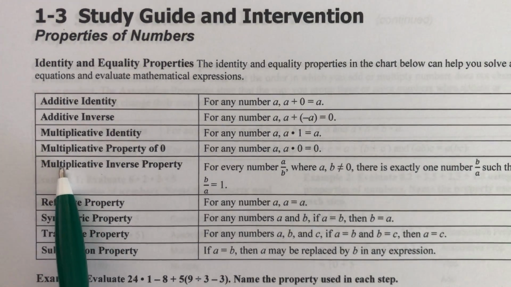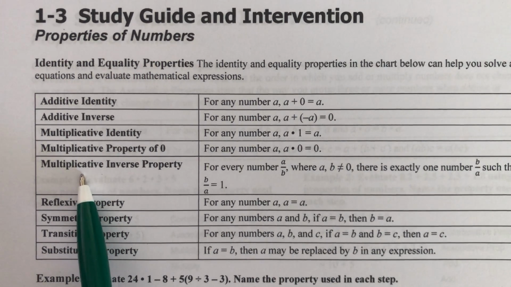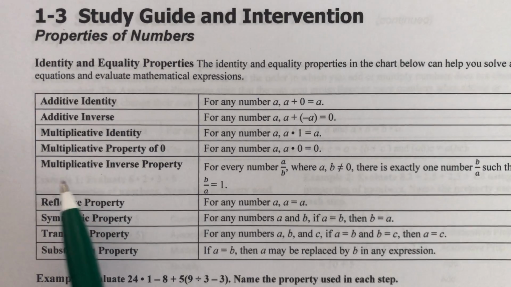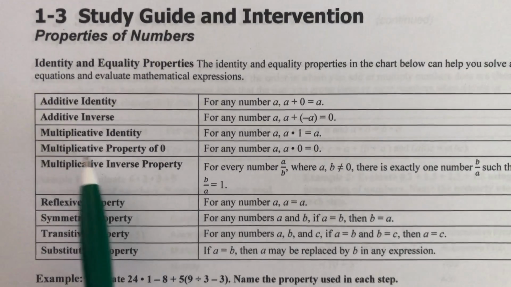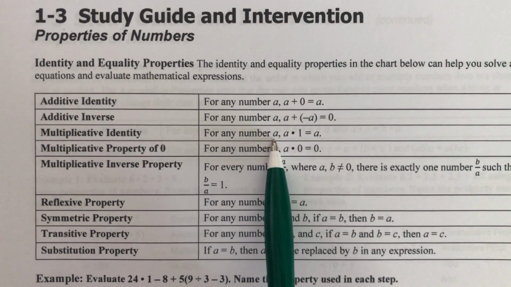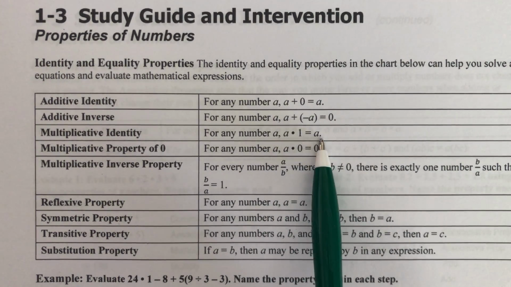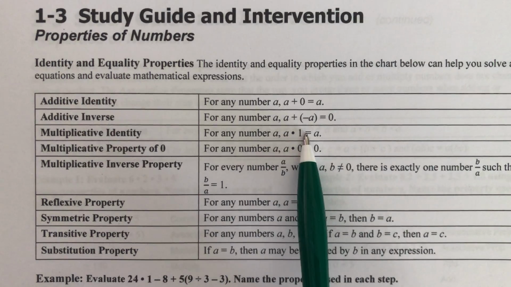Same thing with multiplication. What can you multiply a number by so that it doesn't change? Not 0, what? 1, yeah. So we can multiply any number by 1 and that number stays the same. So for the identity, for any number, that number times 1 equals itself. It keeps its identity, okay?